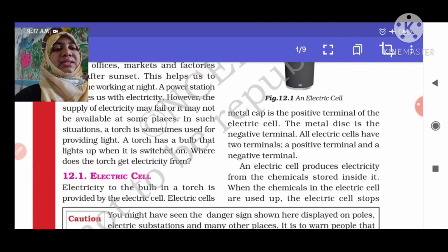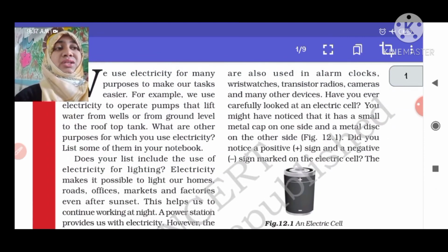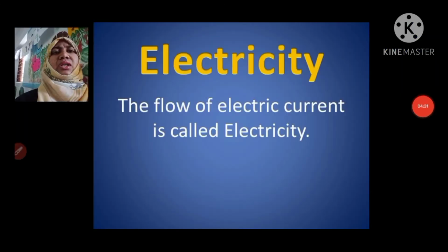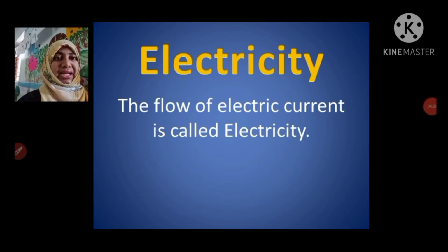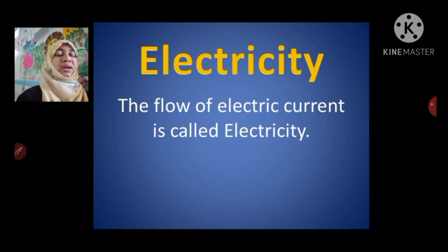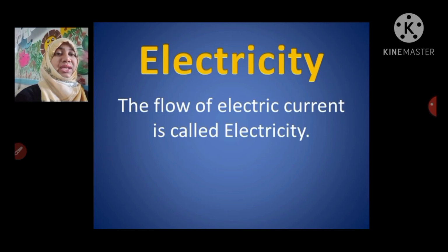Okay, next, now what is, after all, electricity? We should know that. Now we have seen the uses, and why electricity is good, because it is making our work easier. For that reason, we are using electricity. Now what actually is electricity?